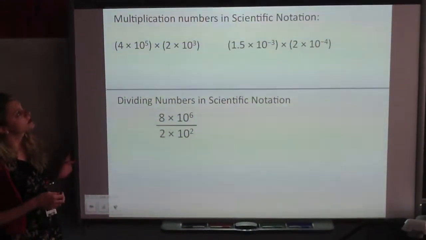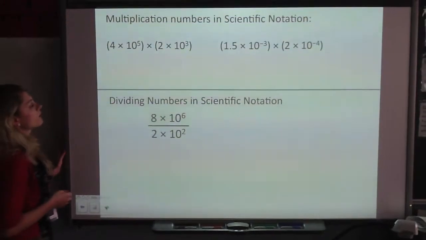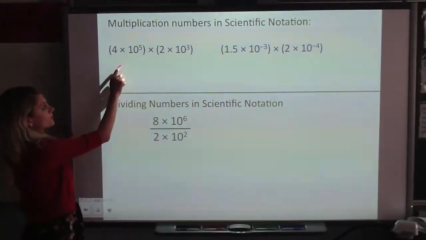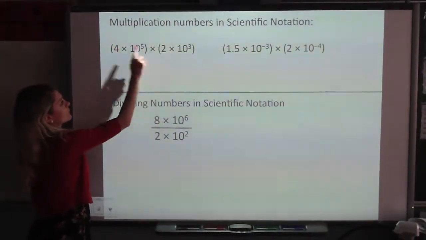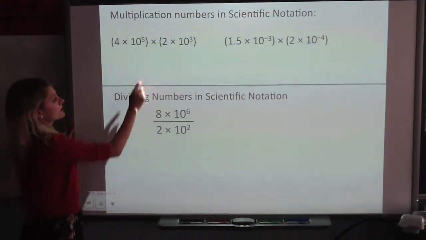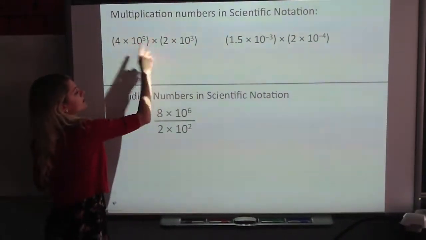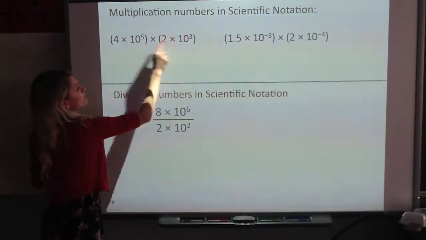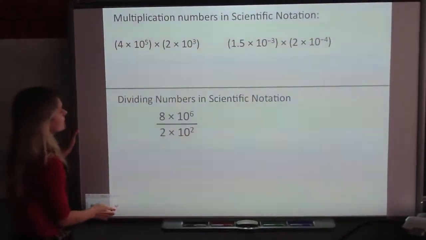Okay, moving on. So now we're working on multiplying numbers in scientific notation. And again, this is all review, so hopefully we remember, but our first step is going to be to multiply the 4 and the 2. So I'm going to say 4 times 2, which is going to give me 8. And then just like we did in the last examples, we're adding up our exponents, because this is telling us to multiply these numbers. So we have to add the exponents. So 5 plus 3 is 8.